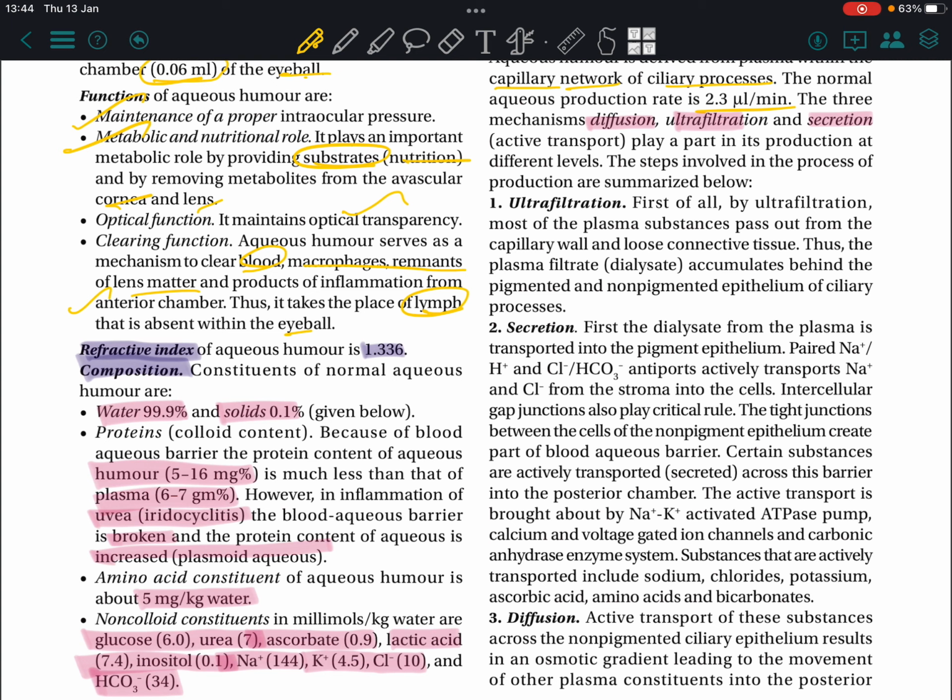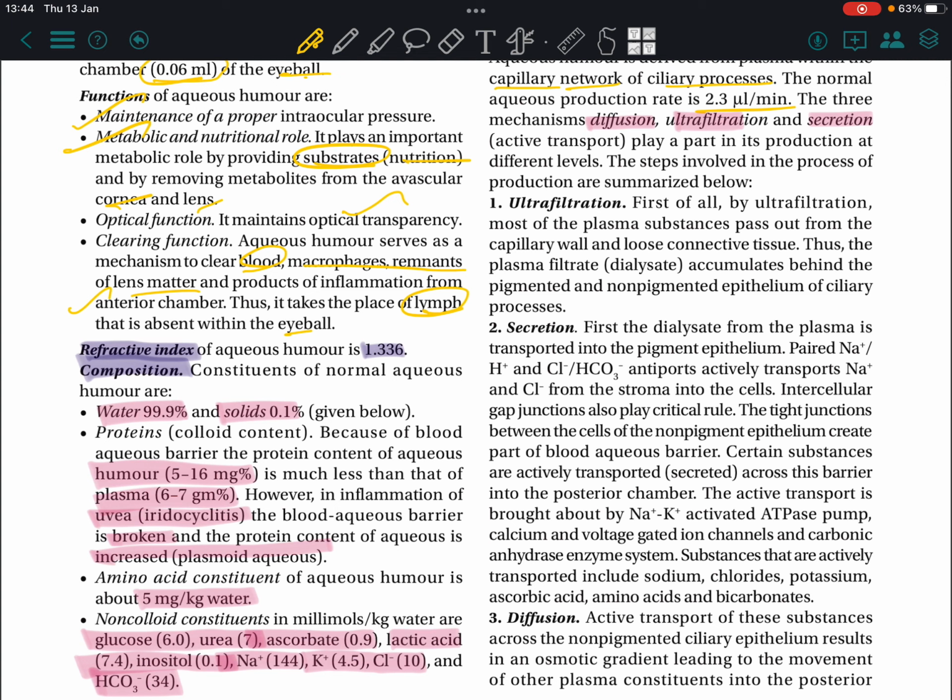First, let's see about ultrafiltration. First of all, by ultrafiltration, most of the plasma substances pass out from the capillary wall into the loose connective tissue. Thus, plasma filtrate accumulates behind the pigmented and non-pigmented epithelium of the ciliary process.